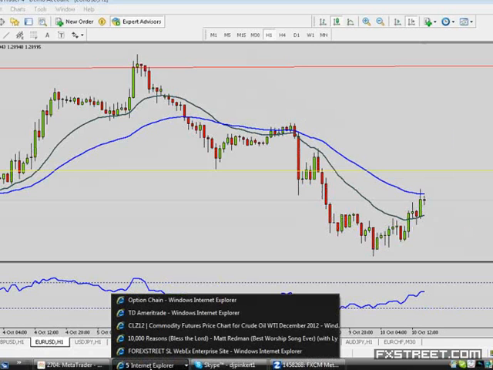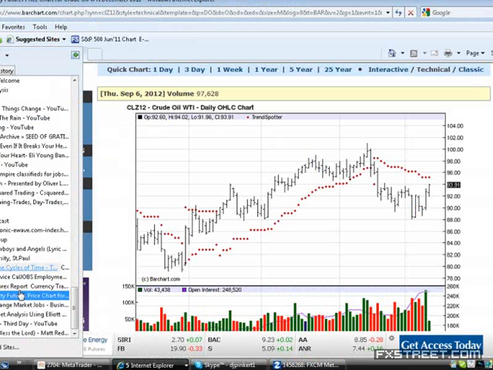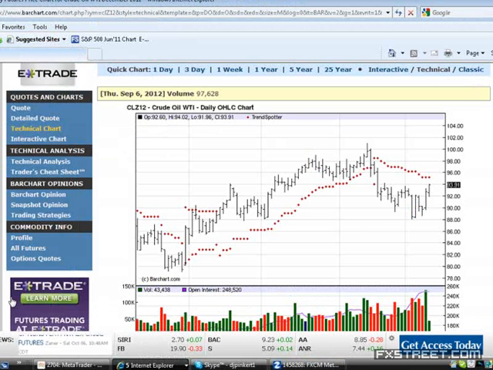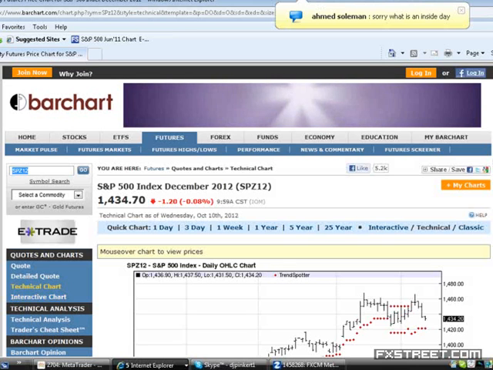When you look at the S&Ps, when they're going up, normally euro is going up. It's a risk on, risk off.